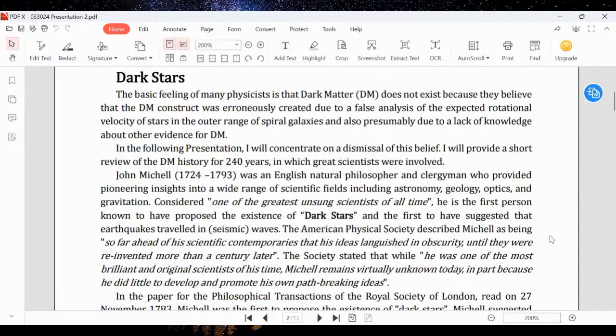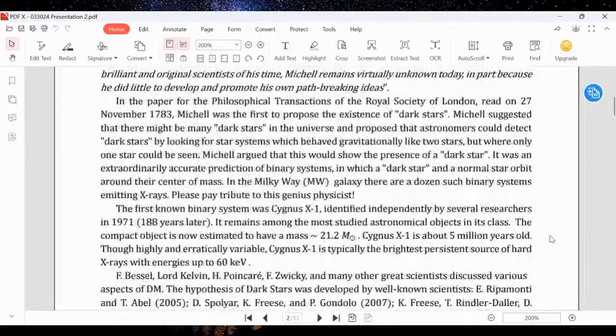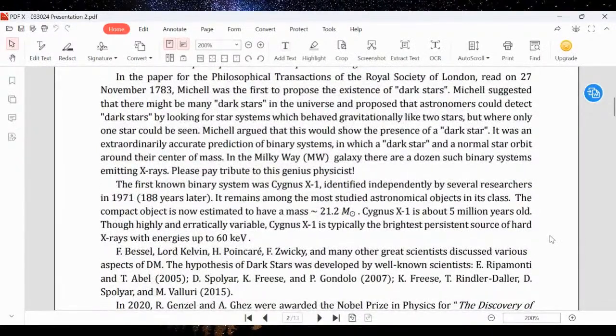The Society stated that while he was one of the most brilliant and original scientists of his time, Michell remains virtually unknown today, in part because he did little to develop and promote his own path-breaking ideas. In the paper for the Philosophical Transactions of the Royal Society of London, read on 27 November 1783, Michell was the first to propose the existence of dark stars.